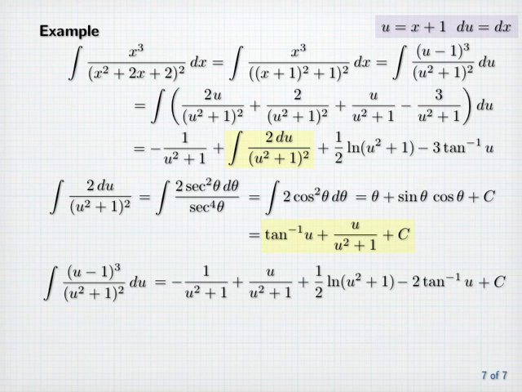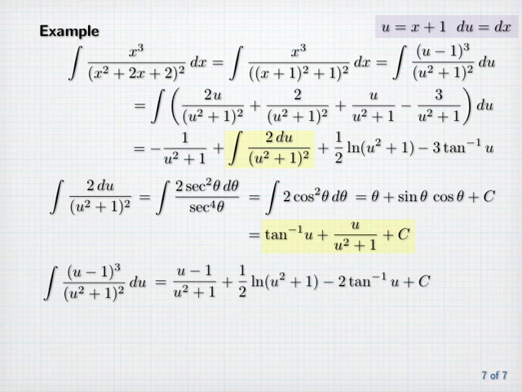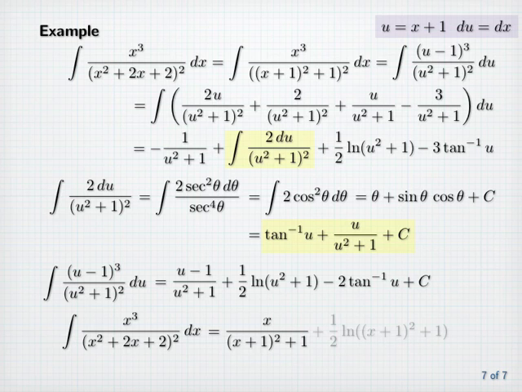Now let's simplify this a bit by combining the first two terms here. We have a common denominator of u squared plus 1, so this is u minus 1 over u squared plus 1. And so now all we need to do is replace u with x plus 1. So our original integral becomes x divided by the square of x plus 1 plus 1, plus 1/2 the natural log of the square of x plus 1 plus 1, minus 2 times the inverse tangent of x plus 1, plus c.